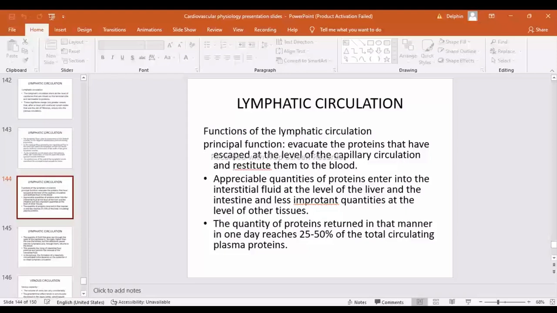There is also an appreciable quantity of protein in the interstitial fluid at the level of the liver and intestine, and a lesser quantity at the level of other tissues. The quantity of protein returned in this manner in one day is about 50% of the total circulating plasma protein. You see, we are fortunate because our proteins are not lost during blood and lymphatic circulation.